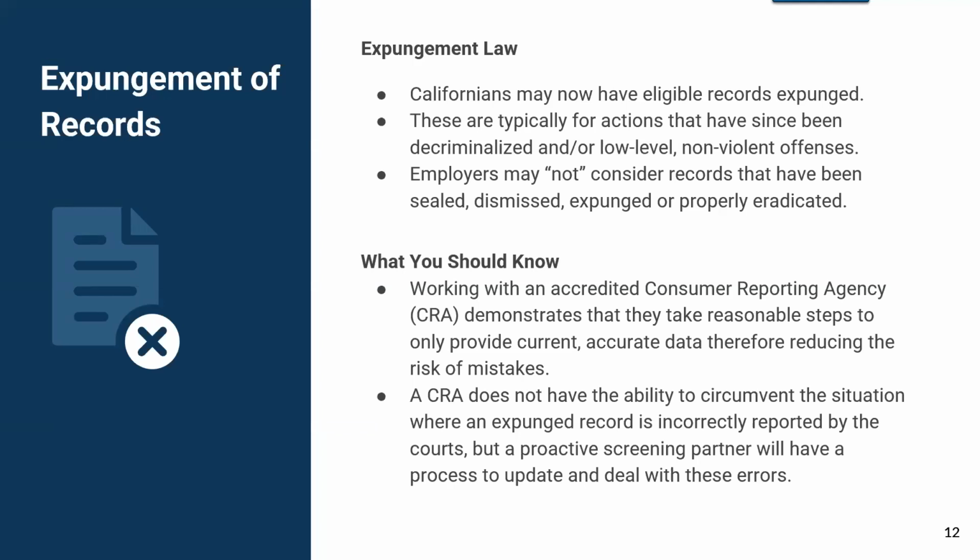But it's important to know that CRAs don't have the ability to circumvent the situation where an expunged record is incorrectly reported by the courts. But it's important to know that you're working with a consumer reporting agency that's proactive and will have the process to update and deal with these errors if an expunged record does show up on a background check. We are still at the mercy of the courthouses reporting accurately, as well as human error with the court clerk. So if they do land, you want to make sure that those are going to be updated by your consumer reporting agency.